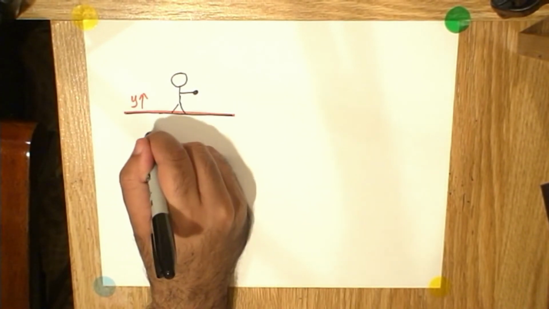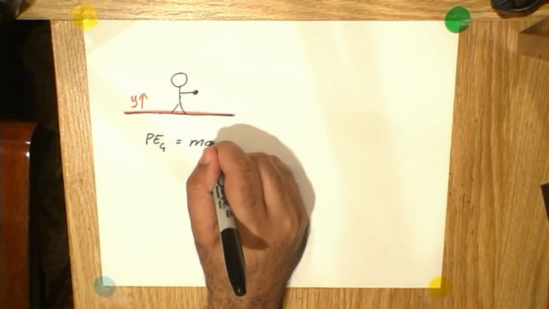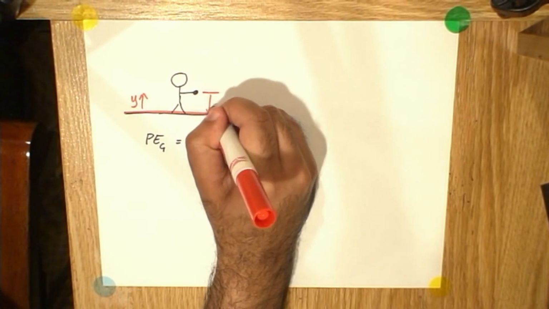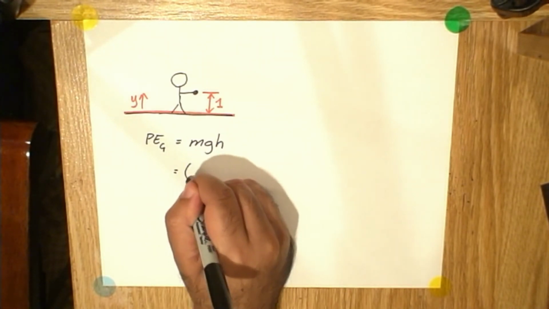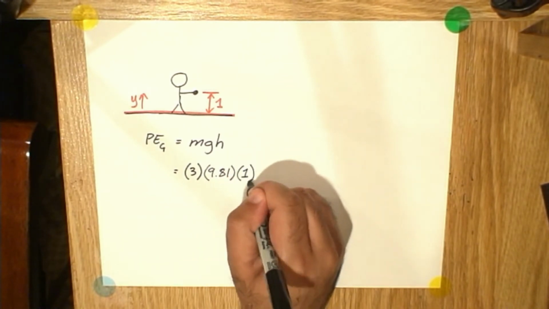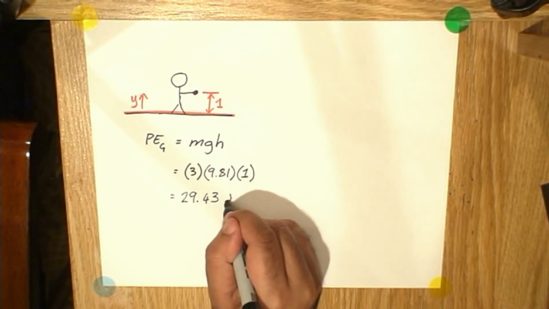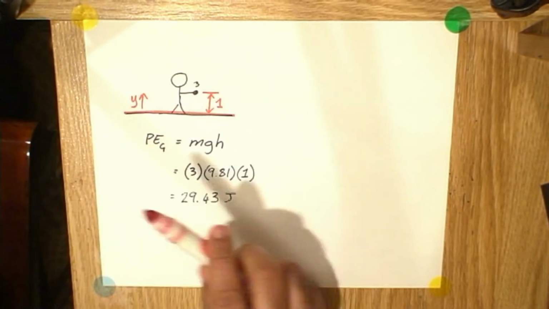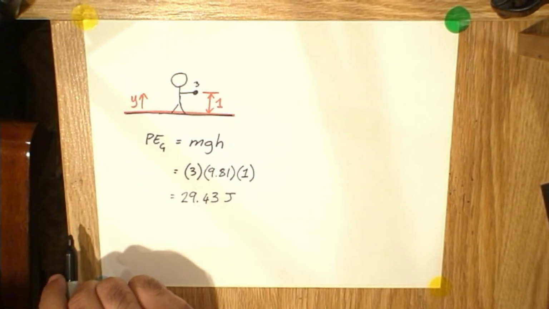Now, solving for the potential energy due to gravity is pretty straightforward. You just take mass multiplied by gravity and multiply that by height. We were told that the ball was 1 meter off the ground. So that works out to the mass, 3 kilograms, times g, 9.81, times the height, 1 meter, which works out to 29.43 joules. Easy enough to do. So now we've worked out that this ball has 29.43 joules of gravitational potential energy.